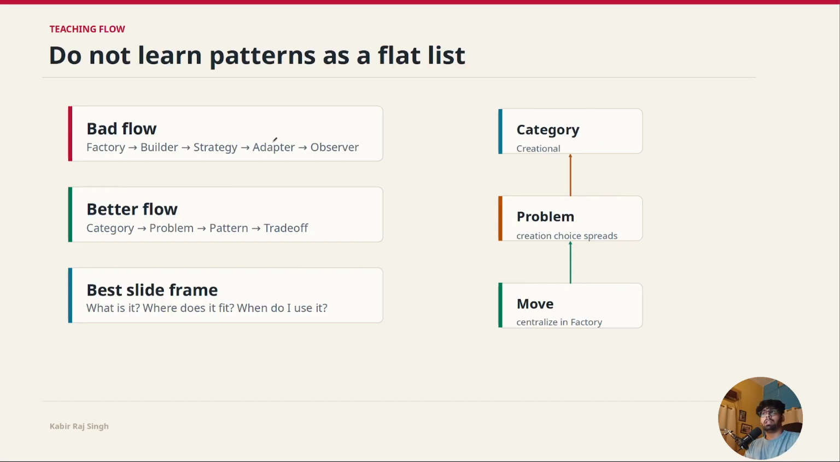So, as I said before, do not learn all the patterns as a flat list. It is a very bad flow if you just read them as factory, builder, strategy, adapter, observer. You will get confused. A better flow is that you first learn about the category, the problem it has, the pattern we have to use, and the trade off. Obviously, there's no one design pattern which is suitable, or even different design patterns suitable in one example. There are obviously trade-offs depending on the specific business use case and the problem you're trying to solve. So I'll also have a best slide frame which says what is the pattern, where does it fit, and when you should use it.